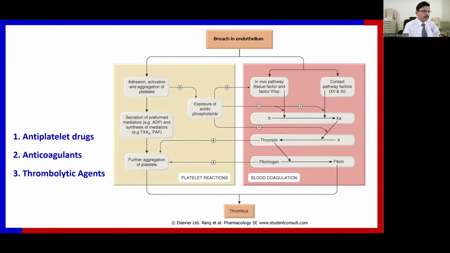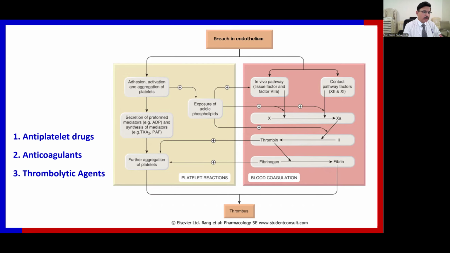Now, these exposed acidic phospholipids trigger the clotting cascade. So there are two pathways there. One is called the in vivo pathway, the other is called the contact pathway. These pathways we are going to discuss, which ultimately lead to clot formation. There are three basic levels. First level is factor 10 has to become 10A. That is the first step in the coagulation. Second step is this 10A should act on 2 to become 2A. Okay, 2 is prothrombin. It has to become 2A, thrombin.